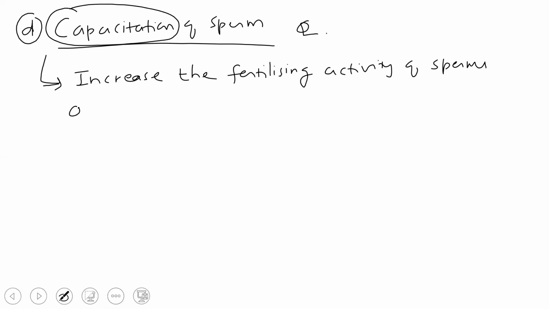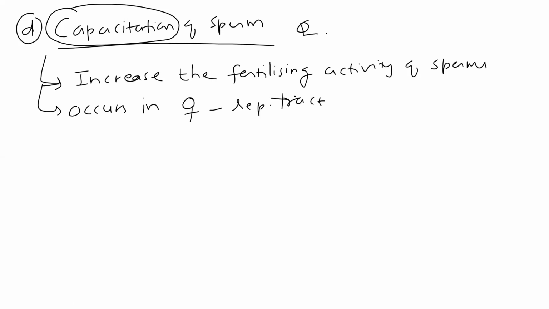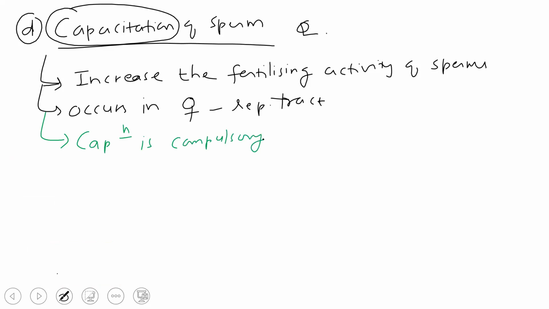This occurs in the female reproductive tract. And it is mandatory. Capacitation is compulsory for sperms to fertilize the oocytes. Otherwise, they won't be able to do this fertilization.